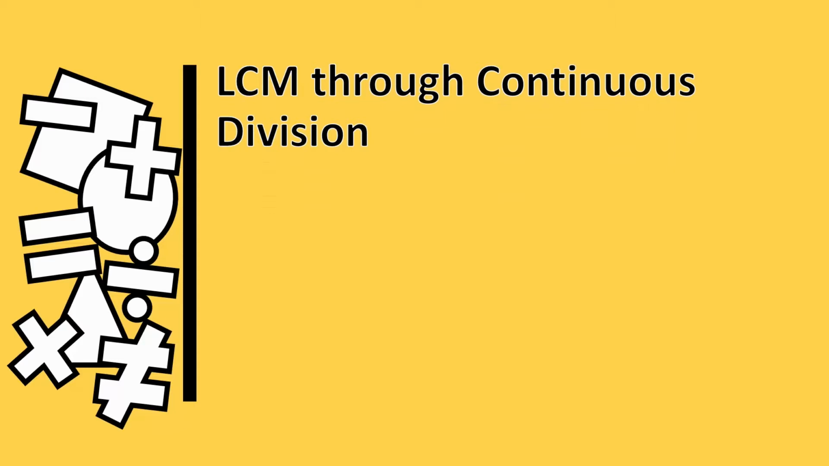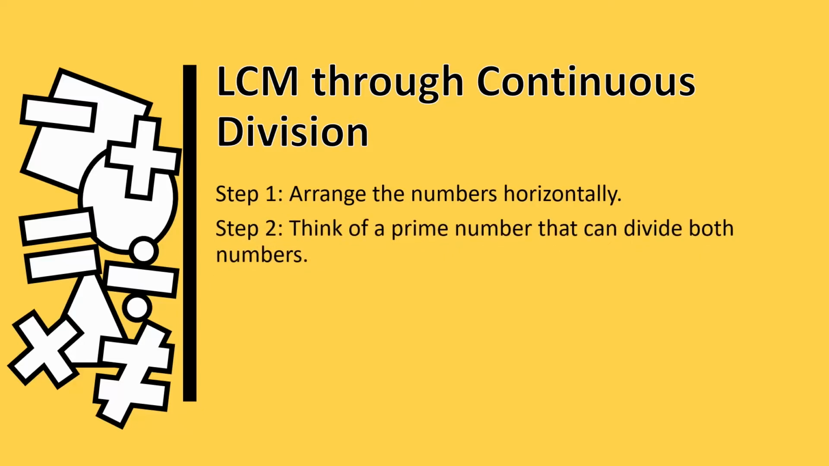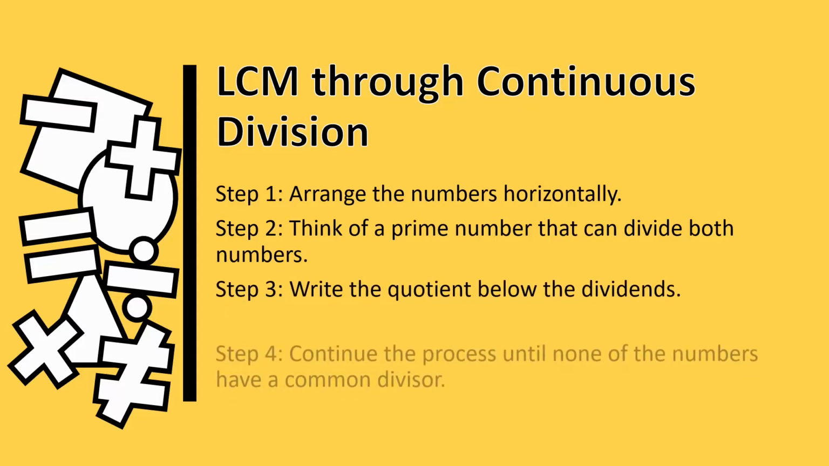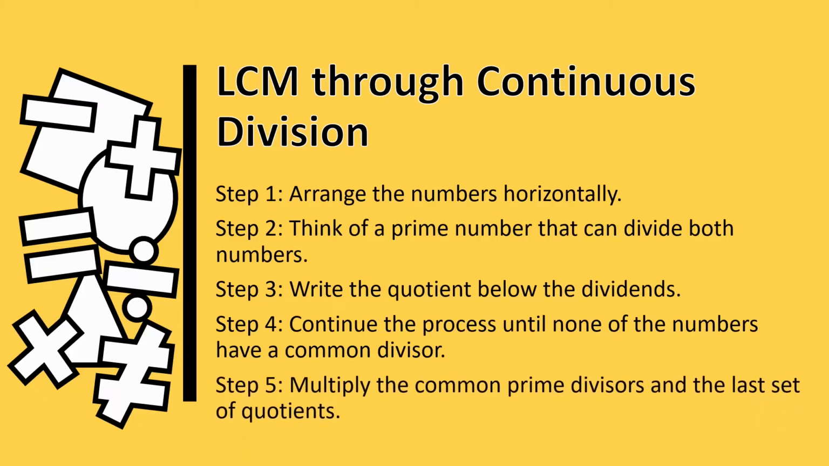Step 1. Arrange the numbers horizontally. Step 2. Think of a prime number that can divide both numbers. Step 3. Write the quotient below the dividends. Step 4. Continue the process until none of the numbers have a common divisor. Step 5. Multiply the common prime divisors and the last set of quotients.